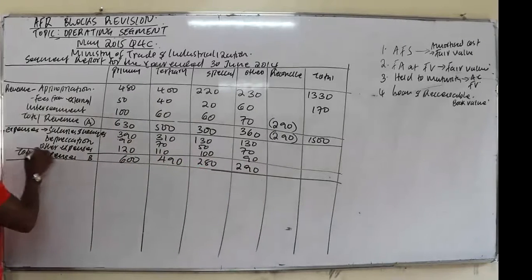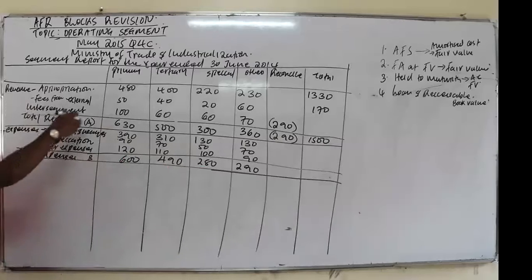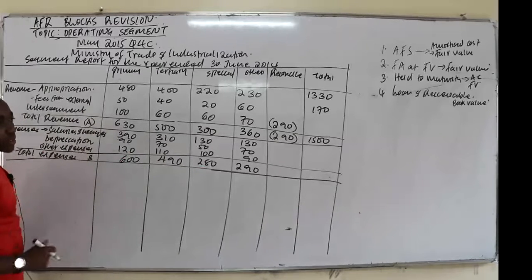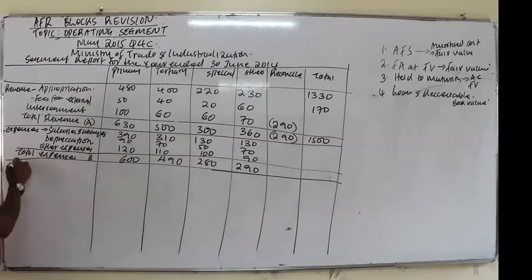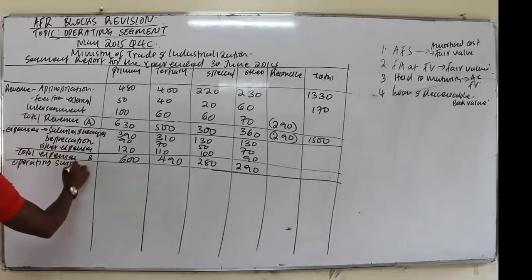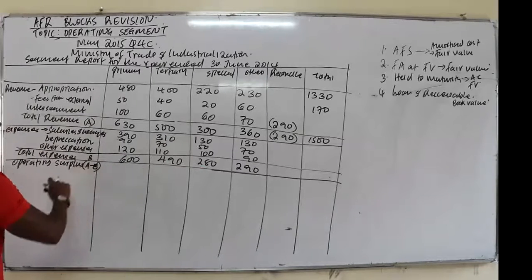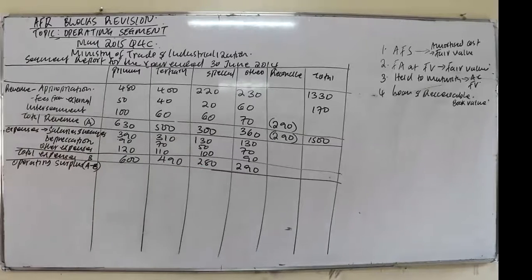And the total expenses, you can call it B. So now we have the total revenue and we have the total expenses. So can we get now the operating profit? But for the government, they don't call it profit, it's the operating surplus. So let's get the operating surplus. You just take A minus B, or the total revenue minus total expenses.